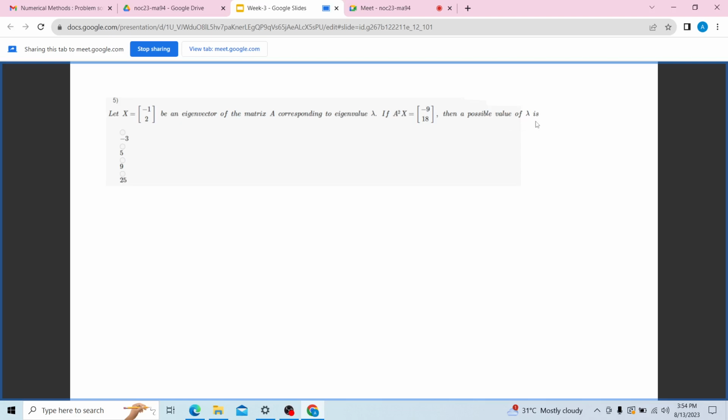is, so you have to calculate the value of this eigenvalue lambda, and you have been given A square x is equal to this column matrix and x is equal to this column matrix. So find it, what is the possible eigenvalue? Is it -3, 5, 9 or 25?